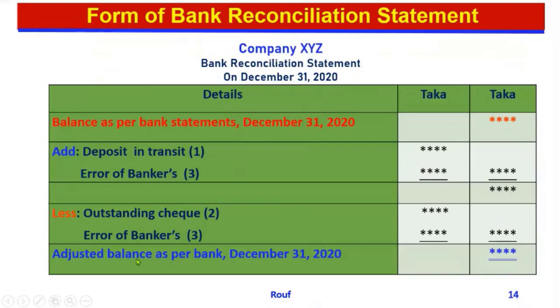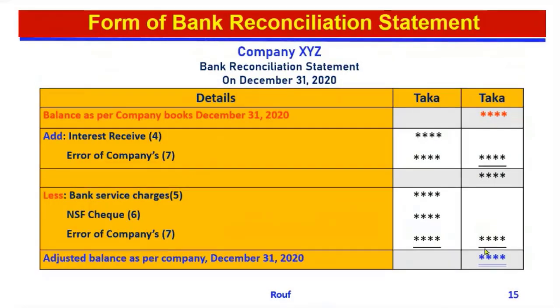find out the adjusted balance as per bank December 31st 2020, and this is the correct balance or adjusted balance of bank statement. And another part is company, adjusted company statement. This is the same: first column name is details, taka and taka, and top of the form, name of the company, bank reconciliation statement, December 31st 2020.